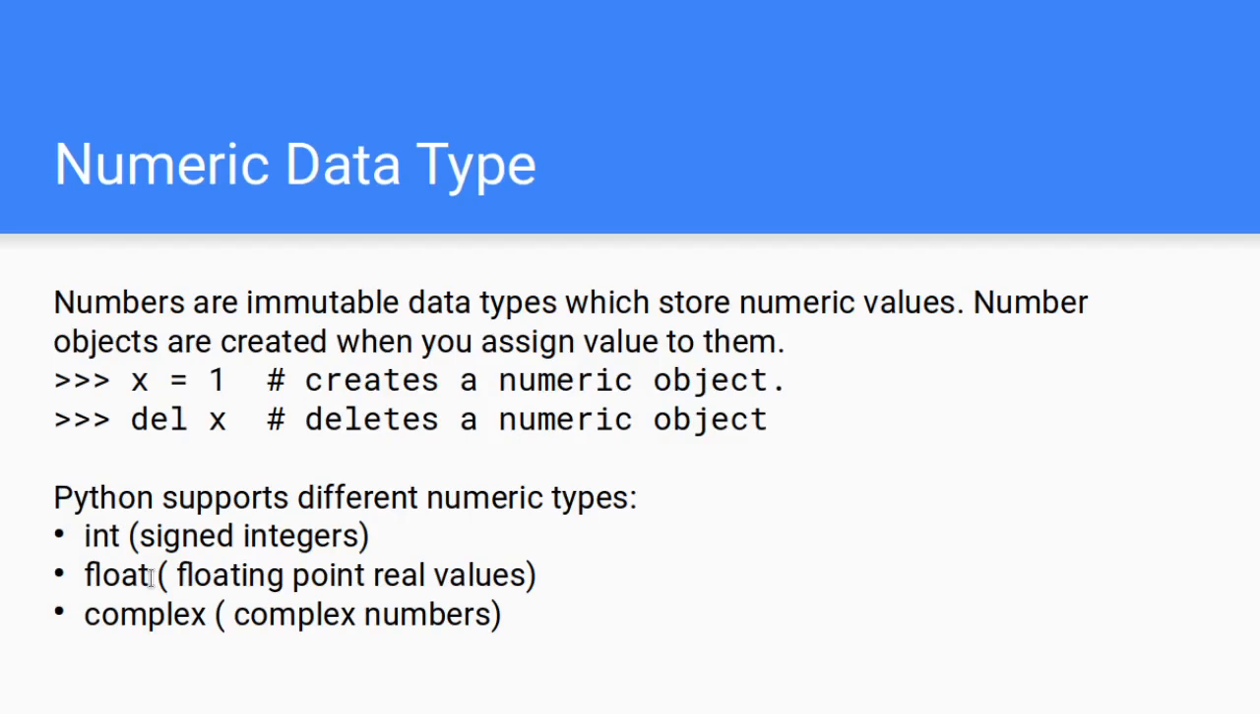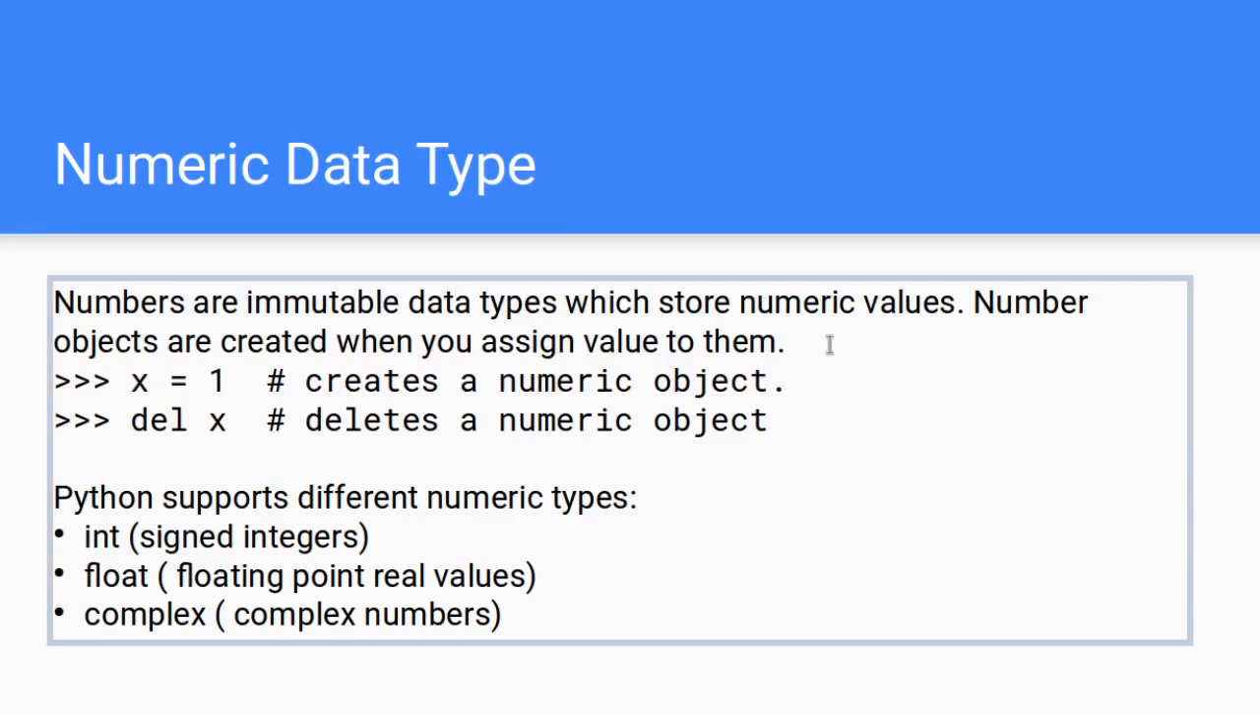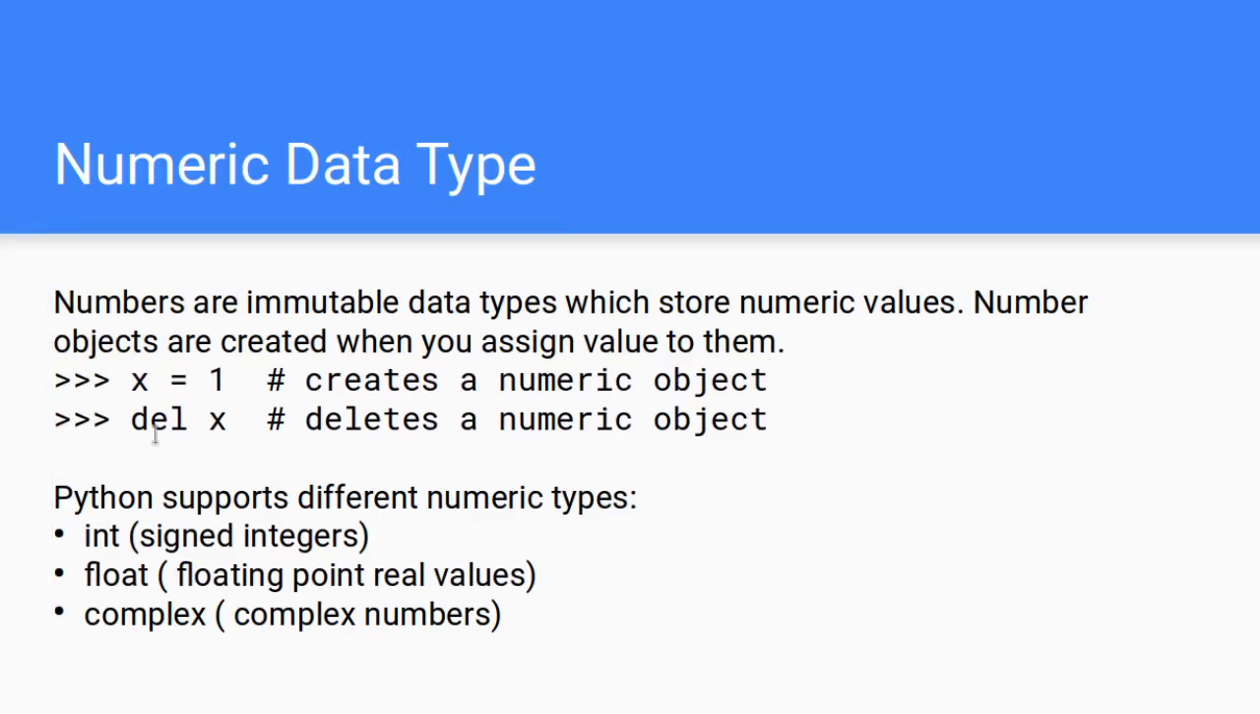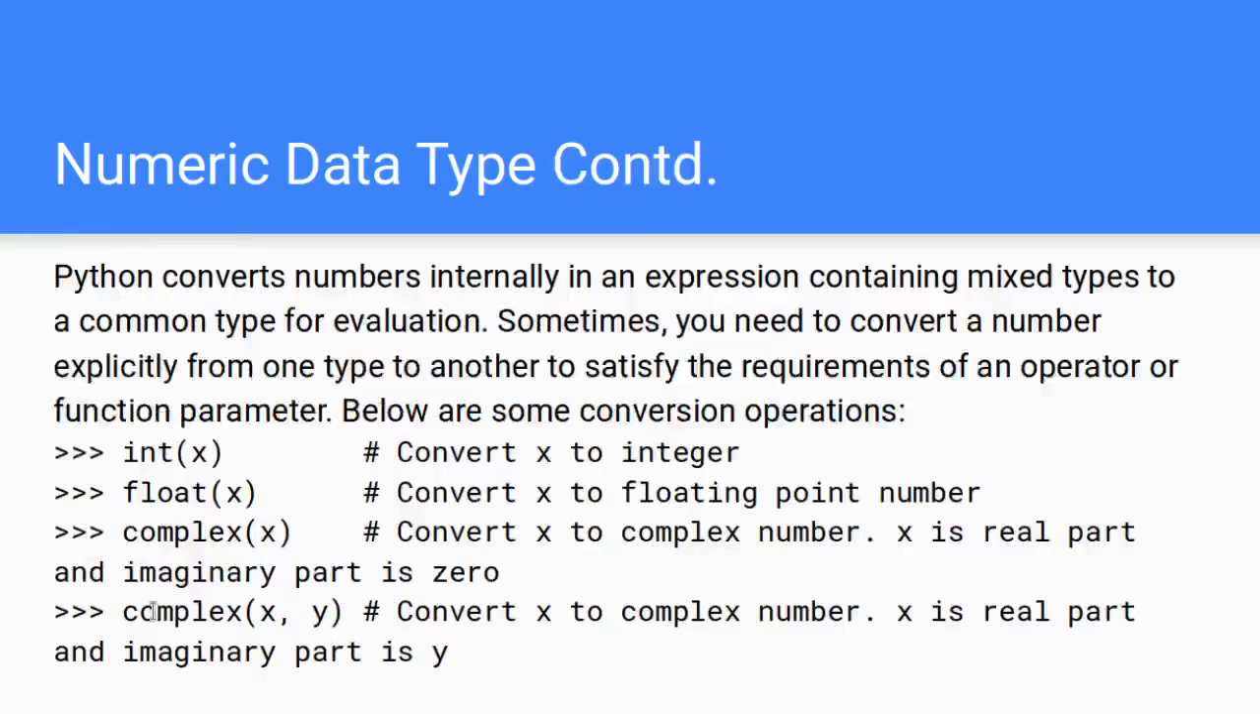So x equals 1, it creates a numeric object. Del x, it deletes it. Pretty simple. And then the next time garbage collection runs, you will free up that memory space. Python supports different numeric types: integers, floats, and complex numbers. So integer like 1, a float like 1.5, and a complex number like pi, for example, or some fractions.